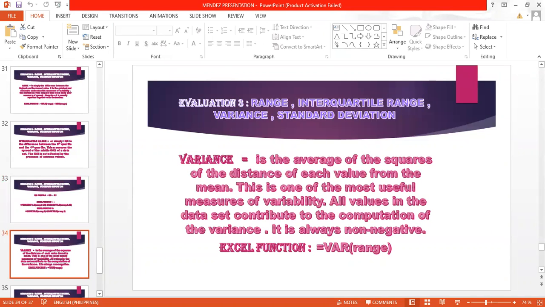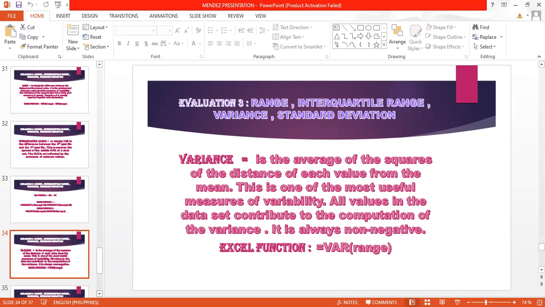Variance is the average of the squares of the distance of each value from the mean. This is one of the most useful measures of variability. All values in the data set contribute to the computation of the variance. It is always non-negative. The Excel function is equals VAR open parenthesis range then close parenthesis.